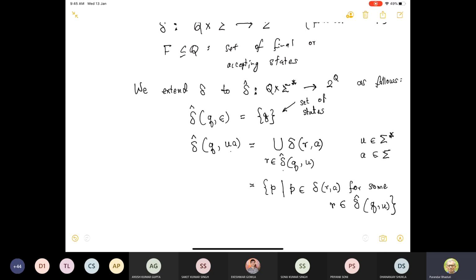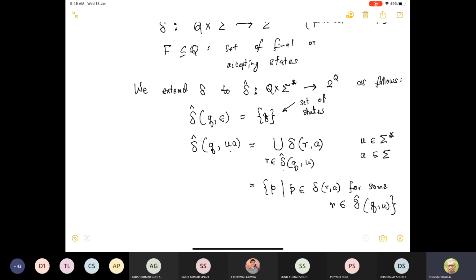Effectively, what we are doing is to find out the set of all states we can reach on reading the input string UA. We first compute the set of states we can reach by reading the input string U. So that is a set of states. And for each of those states R, we compute delta RA, and then take the union as R ranges over all the elements in the set of states reachable after reading U.